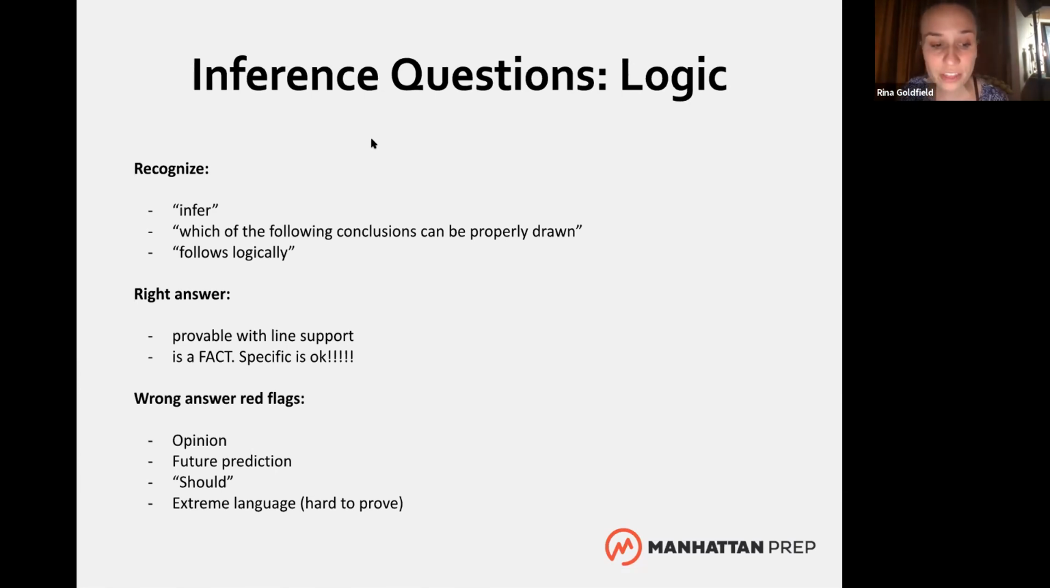And we're going to flag things like opinions, future predictions, what one should do, or extreme language, all of which are very hard to prove. It's hard to prove what someone should do, what will happen, or very extremes.